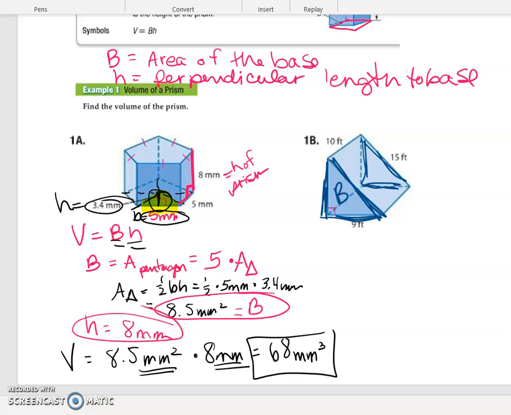So I want to find the area of the space.